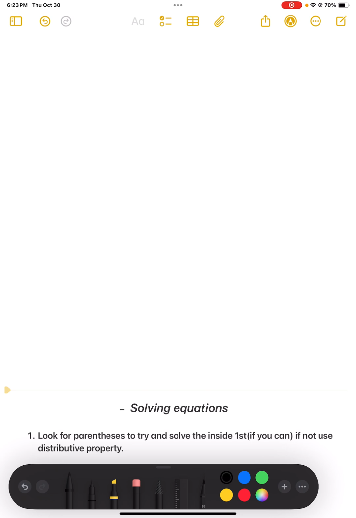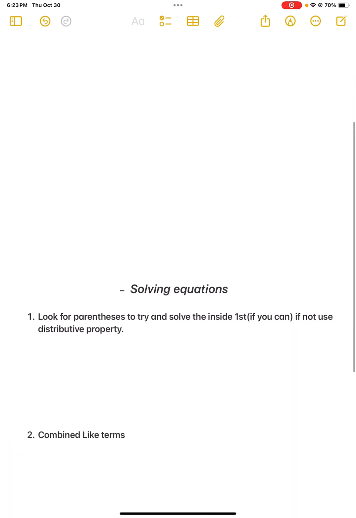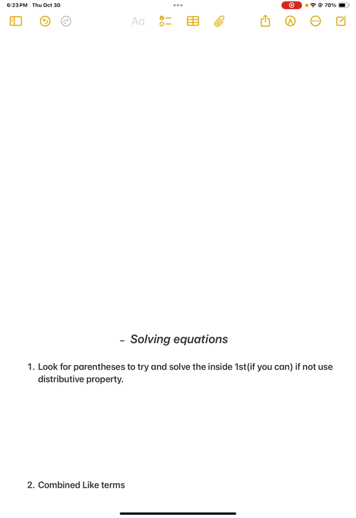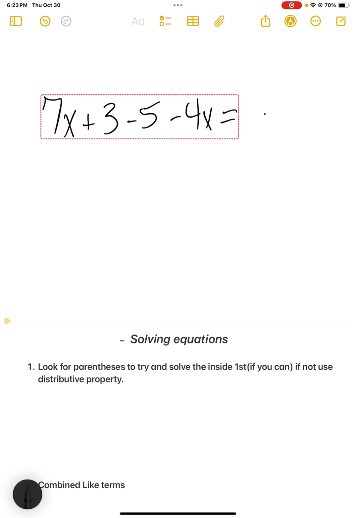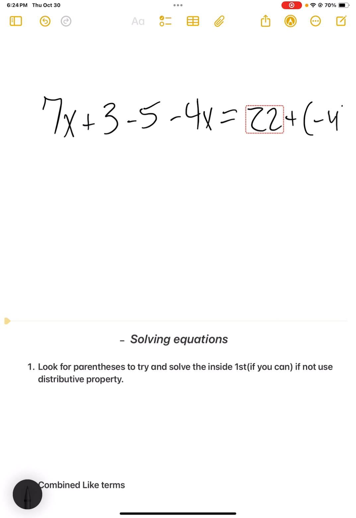Okay? So if we look at rule number 2, it says combine like terms. Okay? So now we need to look at what like terms are. So as an example, I'll put 7x plus 3 minus 5 minus 4x equals 22 plus negative 4. Okay. So this is a long drawn out equation, right?